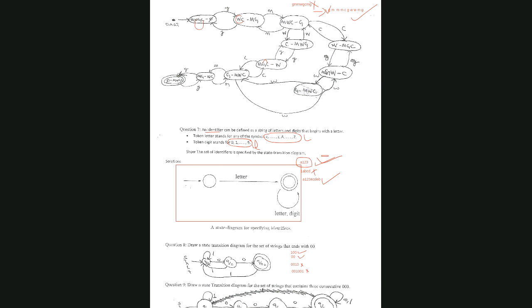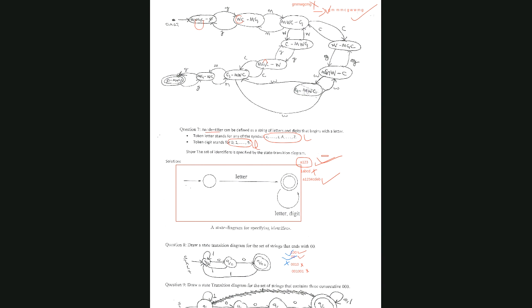That's why 1 0 0 is accepted. 0 0 0 0 is accepted. But you see 0 0 1 0, let us see. 0 0, again 1, again 0. See, you are not in the final state. That's why it is not accepted.